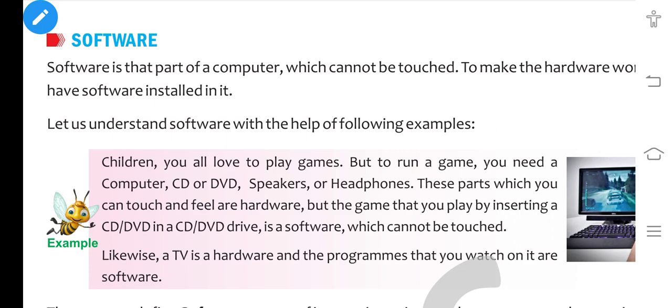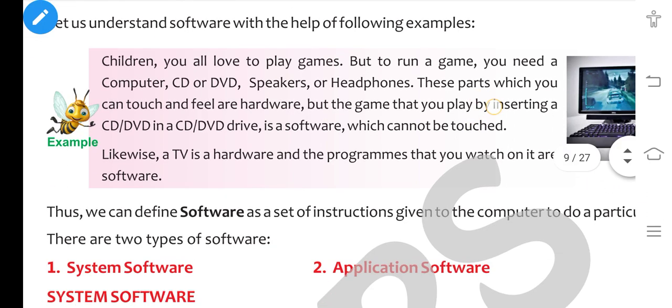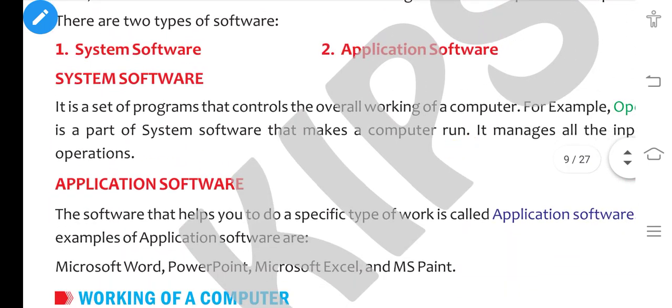Now next topic is software. What is software? A group of instructions given to the computer to do a particular work is called software. There are two types of software. First is system software and second is application software. First we will see about the system software. A set of programs that controls the overall working of a computer is called the system software.